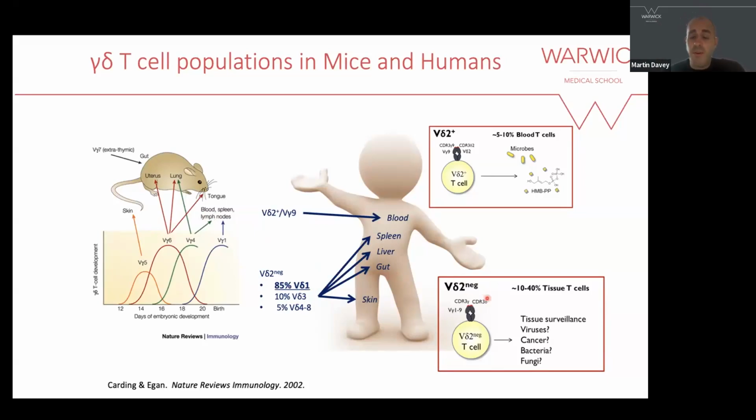And it's not really clear what these V delta 2 negative populations, particularly V delta 1s, are doing. There has been some understanding around viral immunity, that maybe these cells are expanding and helping to recognize viral or host antigens that are upregulated in viral infection. But this is vastly understudied, and I'll push a bit more into that now.